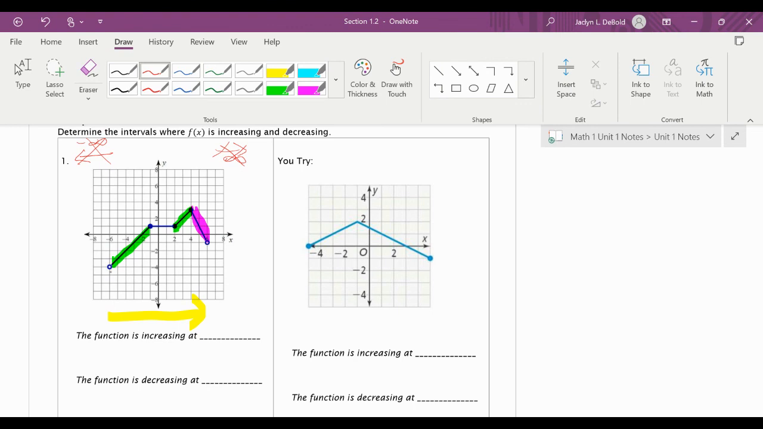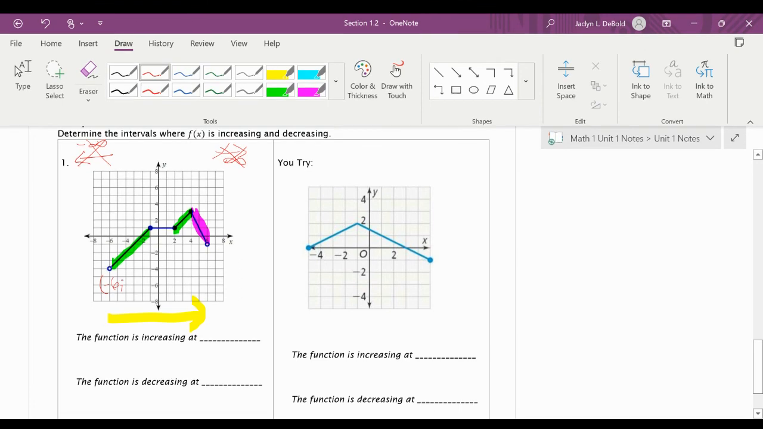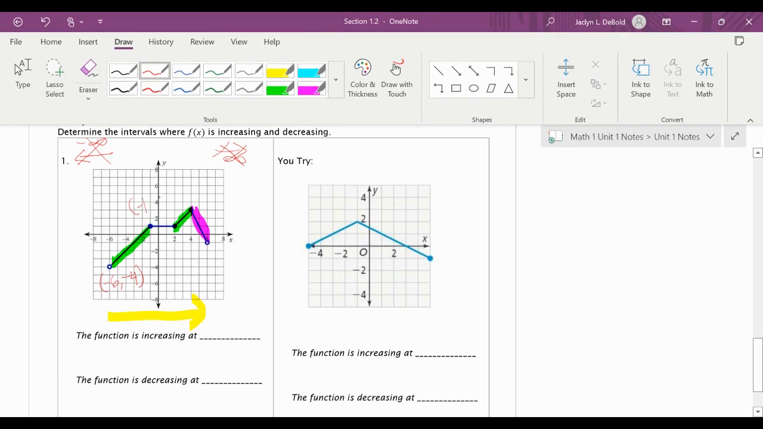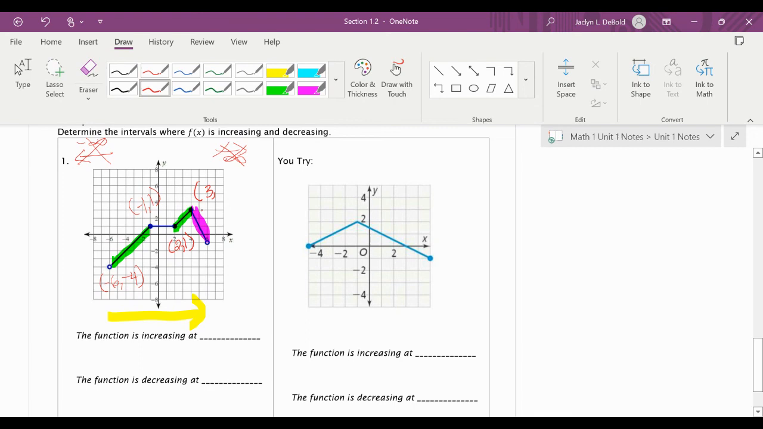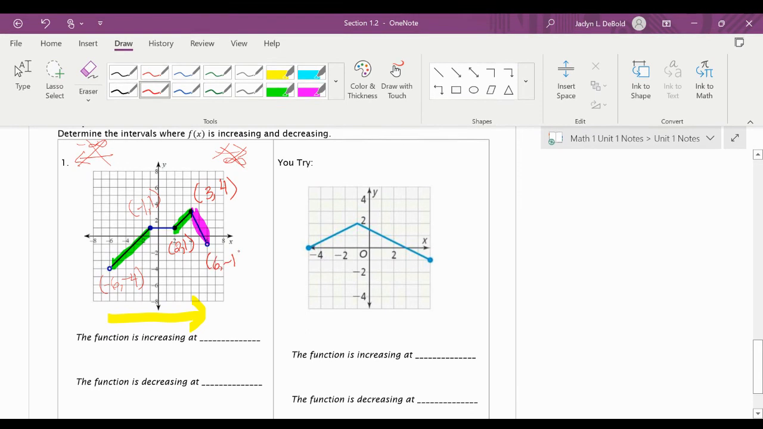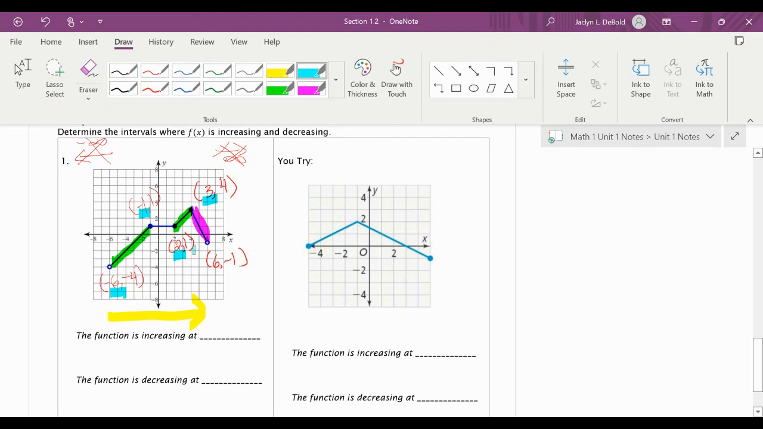I can then say, well, what are my points here? This point is -6, -4. This point is -1, 1. This point here is 2, 1. This point here is 3, 1, 2, 3, 3, 4. And then this last point is 6, -1. But again, we only use the x values. So I don't care about those other values at all.